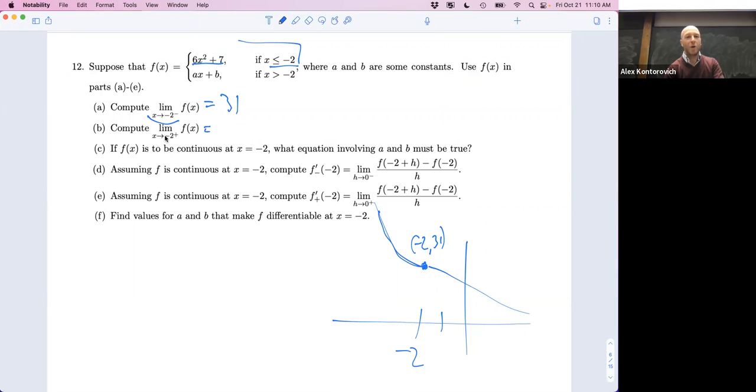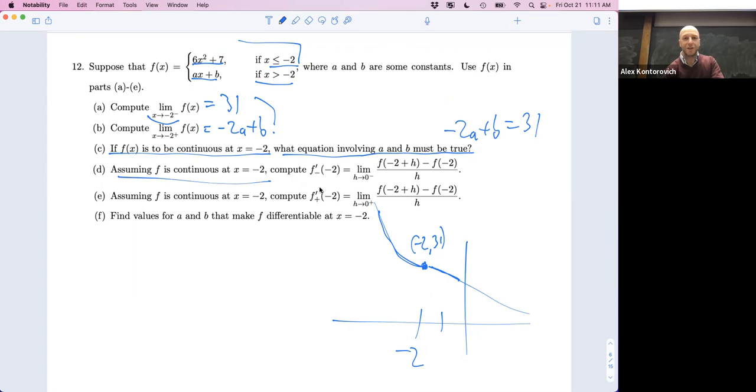On the right side, what happens to the limit as we go to negative 2 from above? Well, then we're using this formula, and then it's just negative 2a plus b. Nothing I can do about that. Negative 2a plus b. Everybody see that? Okay, if we're going to make it continuous, what equation involving a and b must be true? Well, to be continuous, these 2 points have to line up. So the equation is negative 2a plus b must be equal to 31.